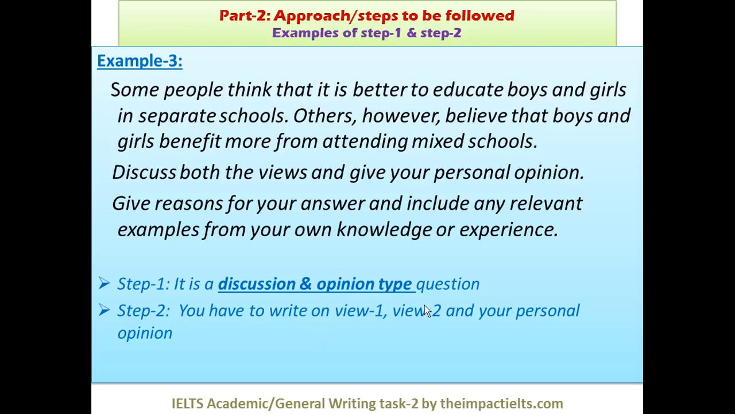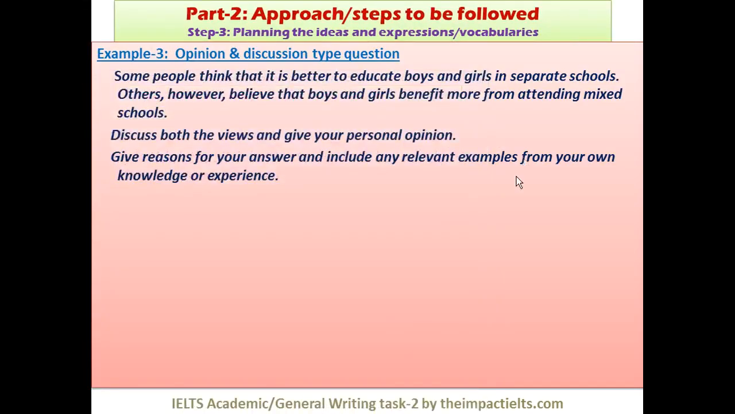Whatever will be your personal opinion will be taken either from view 1 or view 2, that you will have already explained by the time you reach the personal opinion part. It can be view 1, or view 2, or a mix between them. So you don't have to write that in the planning, you just write it in the end. All right, so let's start the planning of this part.